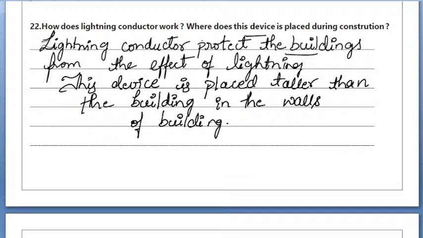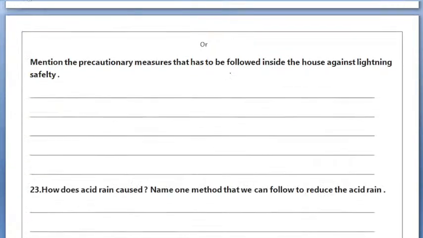Okay, sorry. At the beginning, I started to write the precautions. We are going to write the precautions later. So now, lightning conductor protects the buildings from the effect of lightning is the answer for the first question. And followed by the device, where it is placed. It is placed taller than the building, in the walls of building, they have placed this device. So the next question is, mention the precautions.